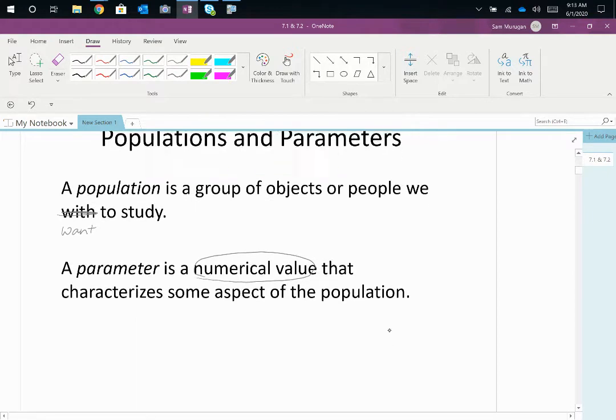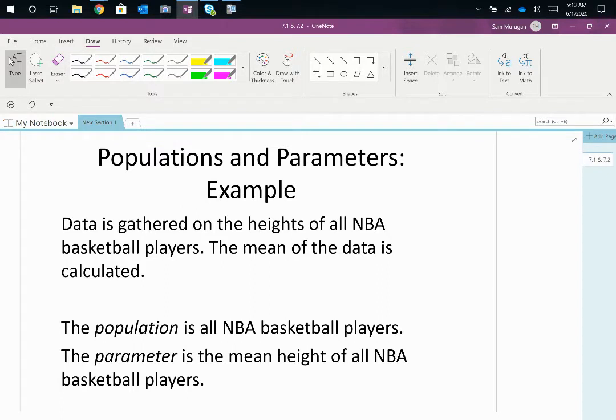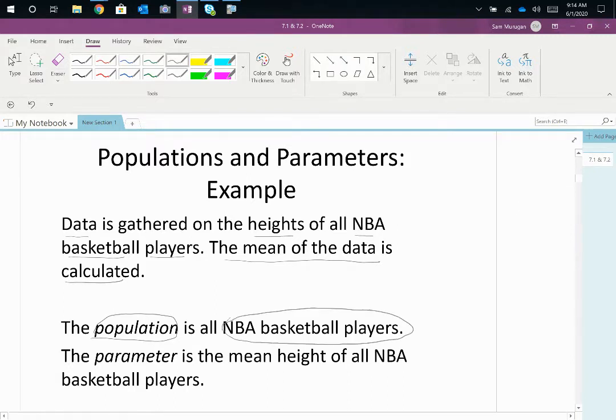Now, populations and parameters. Here's an example. Data is gathered on the heights of all NBA basketball players. The mean of this data is calculated. So the population that we're looking at is all NBA basketball players. The numerical part of this, the parameter, is the mean height of all NBA basketball players.